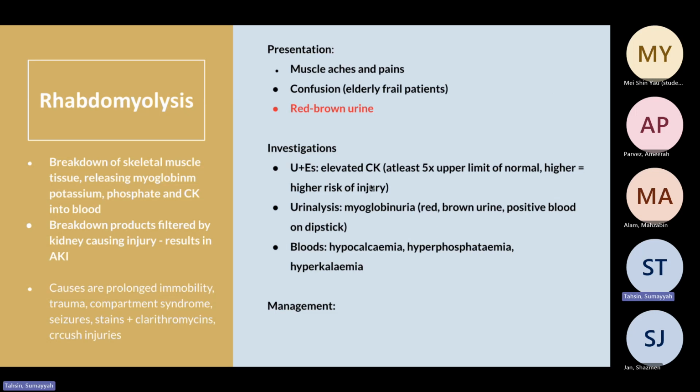How do we manage it? So again, with an AKI, we'd give them IV fluids, we'd stop any nephrotoxic drugs, we'll treat any complications, and then monitor the patient as well. Okay, so that's us done with AKI.